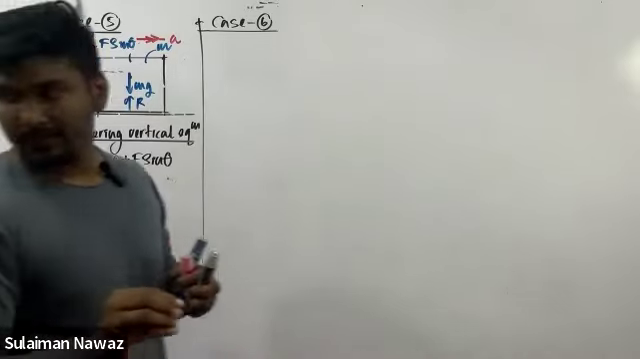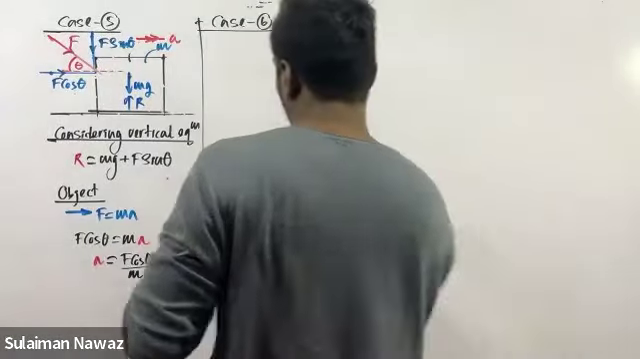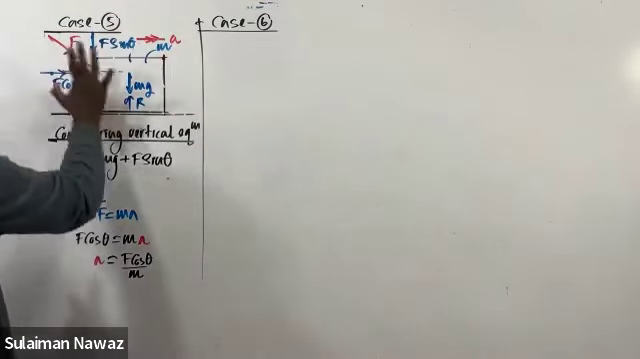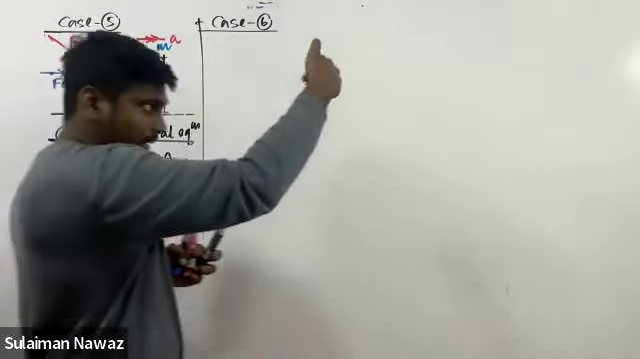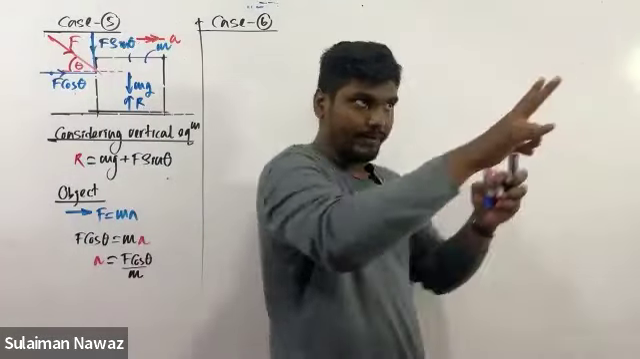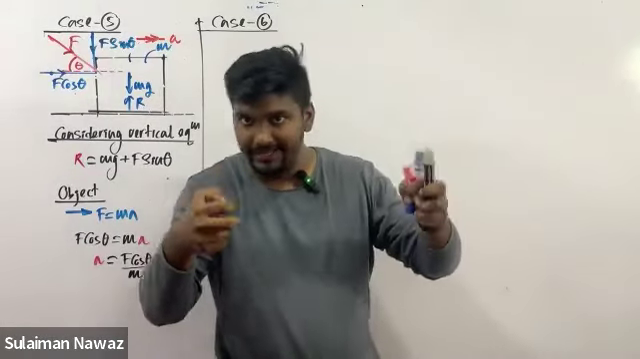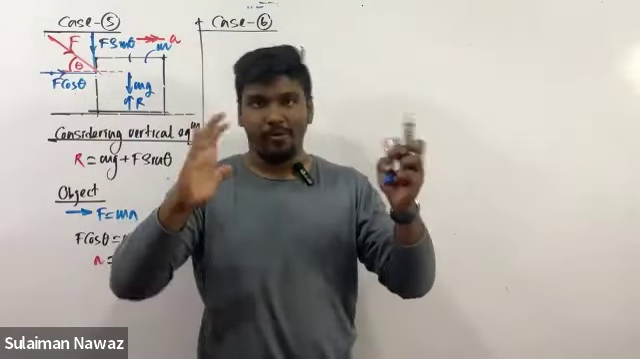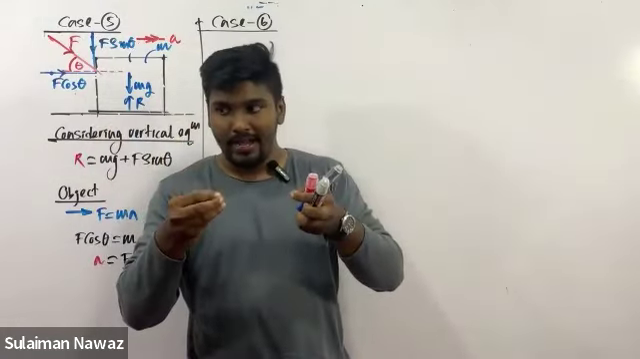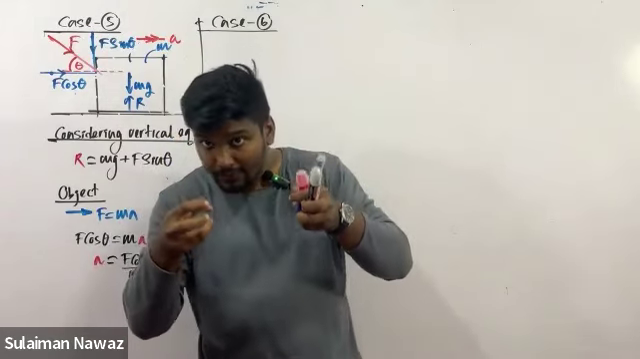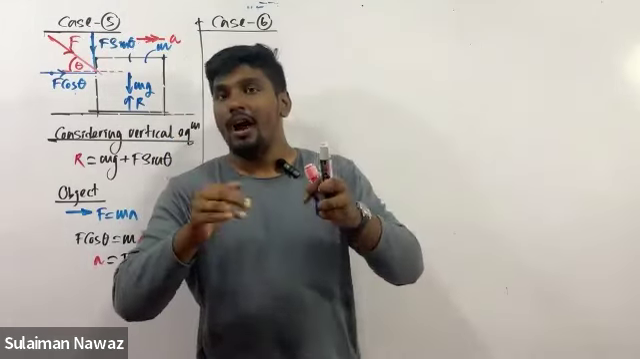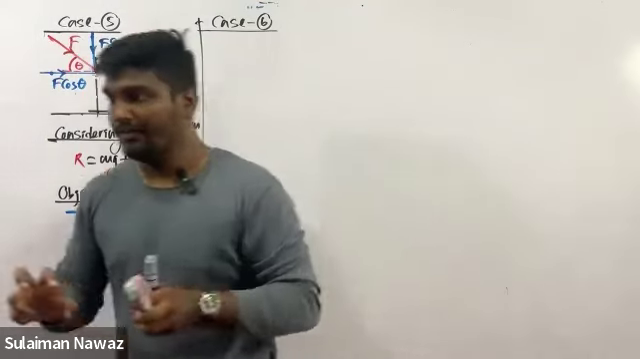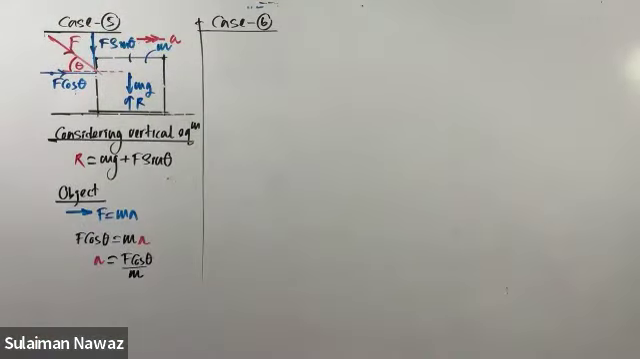Okay. Now case number 6. In case number 5, there was only one external force on the object. Now when it comes to case number 6, if there are two external forces acting on the object in inclined directions, how do we find the normal reaction force? That's the goal. If there are two or more inclined forces acting on an object, how are we going to find the normal reaction force on the object? That's the target.